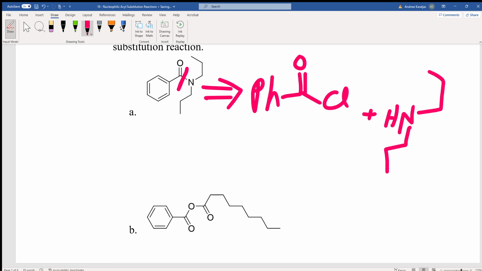Part B, we have an anhydride, and so we could break this anhydride up on this side or this side, either one. Now we've learned that anhydrides are generally formed from carboxylic acids and acid chlorides. So we just pick the pair of compounds depending on which side we choose to break it up on.